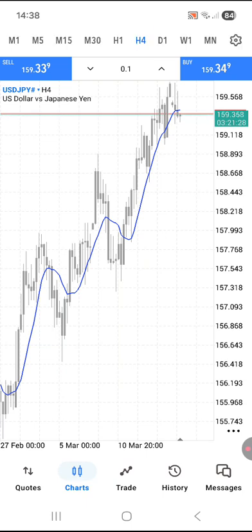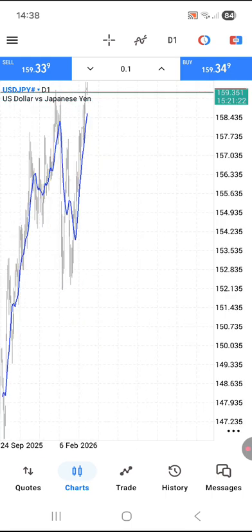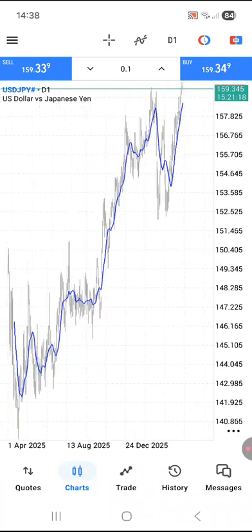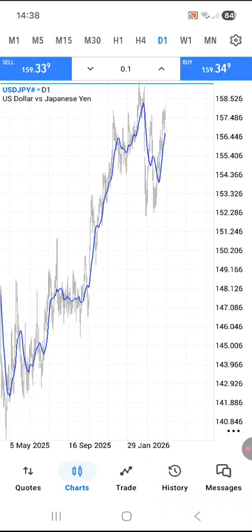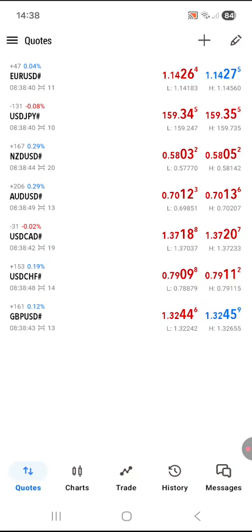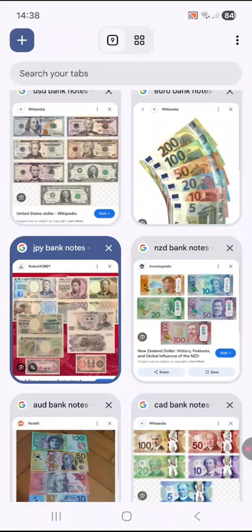Okay, we go up on the day chart, see what it's doing there. Big swings for the yen. And I think my signal is not good, so it's taking some time to render this higher chart level. But that's the 4-hour chart. United States dollar versus Japanese yen. Okay, let's go on to the next one. And that's New Zealand dollar, I believe. That's what the yen looks like.